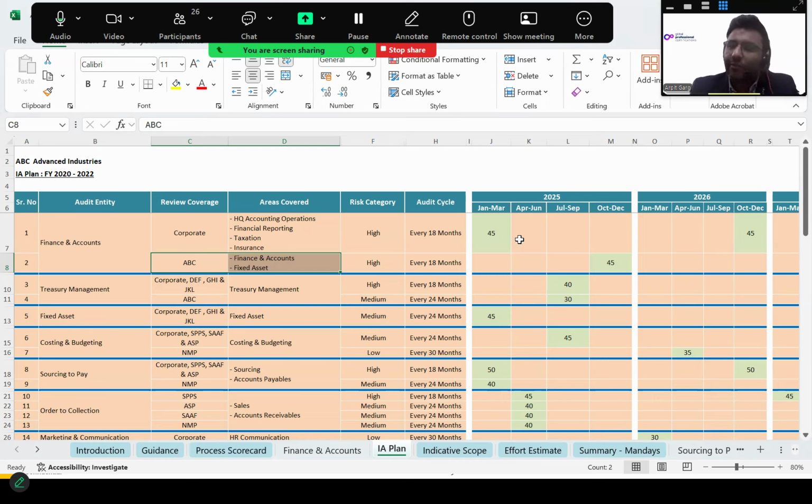So maybe not at that point of time, but by the time you go and do the audit, you will have a better understanding. And when you prepare your work program, let's say during the course of the assignment also, if you find certain more critical areas, then you will add to your work program. That's always okay.